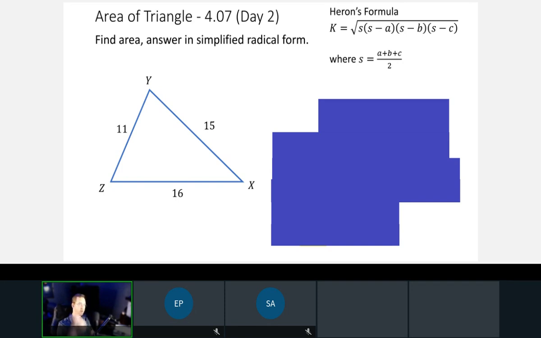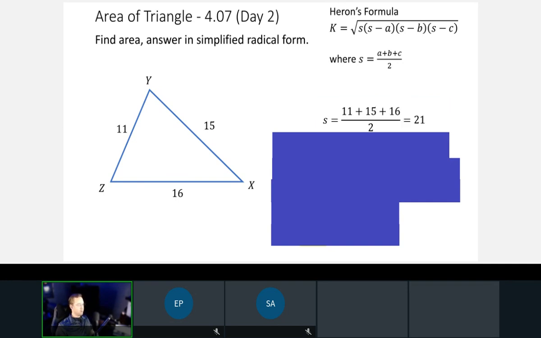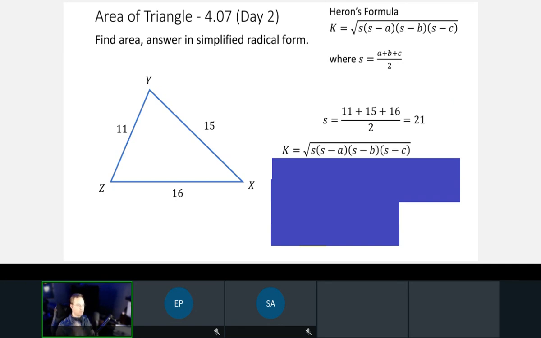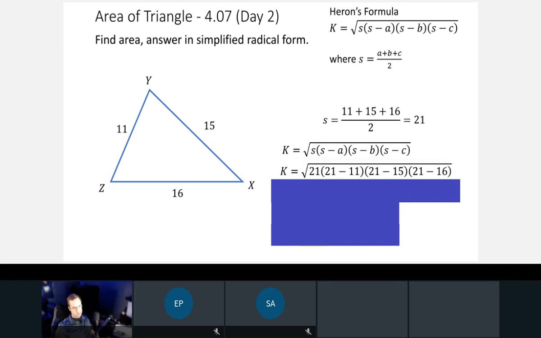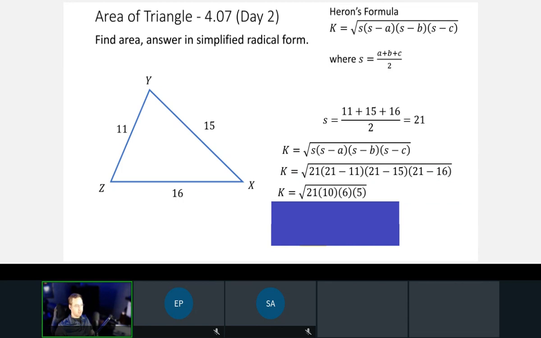We have to solve for S, and then once you have S, we know A, B, and C. It doesn't matter the order, which is A, B, or C. You just have to plug them in. So S is 21. We plug everything in. And then you can just type this all in at once, or you can simplify what's inside. I think I typed everything in. Yep, I did simplify it. So hopefully my numbers are all correct.